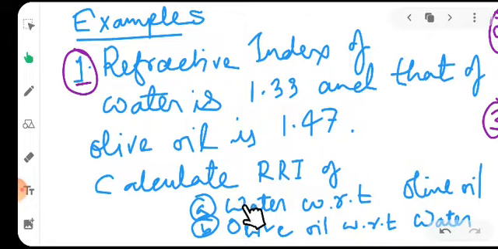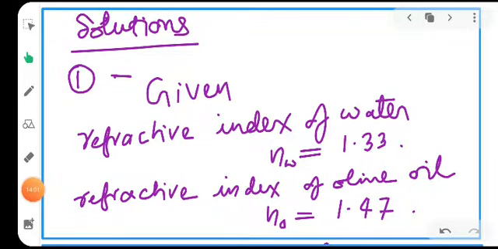So in this question you need to determine the relative refractive index of water with respect to olive oil and olive oil with respect to water. So it's just the same case, but reciprocals are to be found. So let me give you the solution to this. If you want, you can attempt it, or otherwise you can just look at how I illustrate the example.